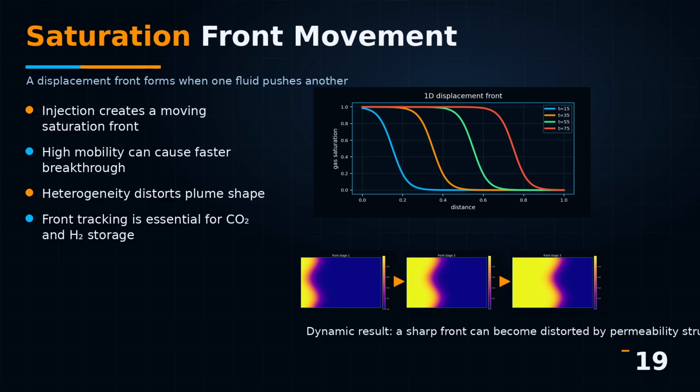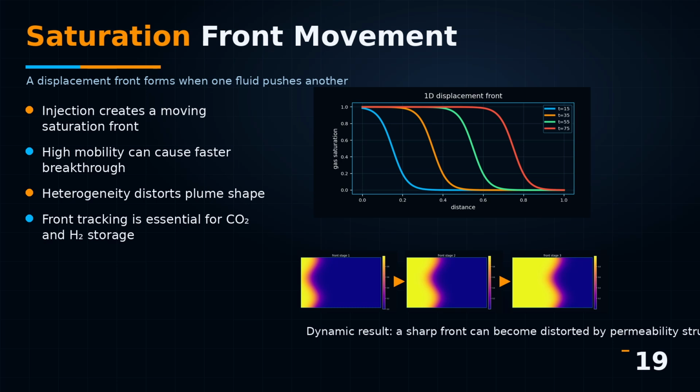Saturation fronts are one of the hardest things for simulators and AI models to predict accurately because they can be sharp and nonlinear. Numerical diffusion can smear the front, while poor grid resolution may miss key details. For practical operations, the front tells us where the injected fluid is going, when breakthrough may occur, and how much storage or recovery is possible.